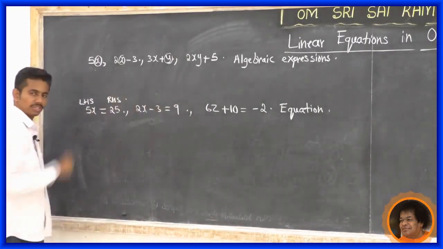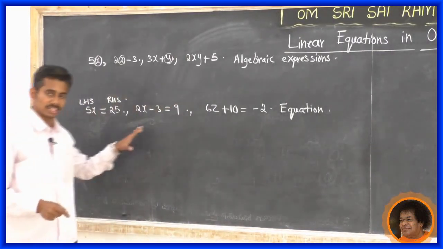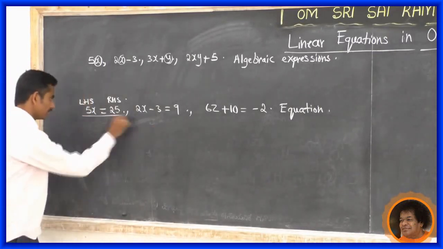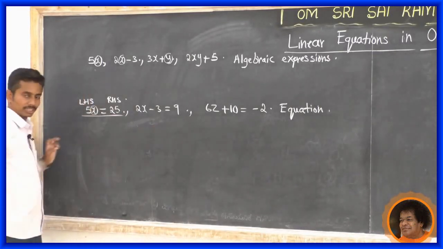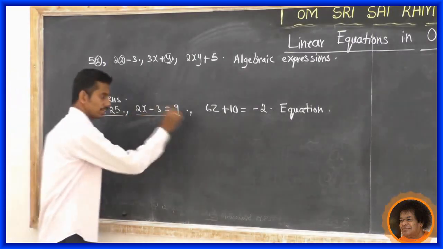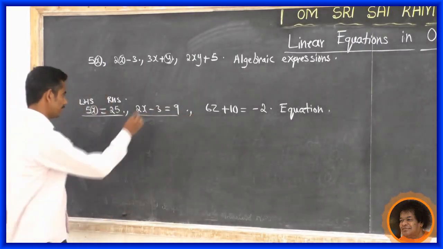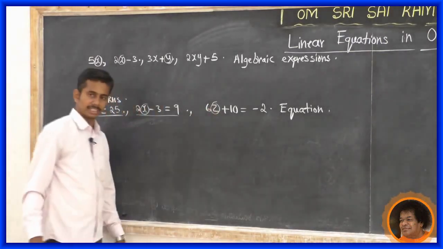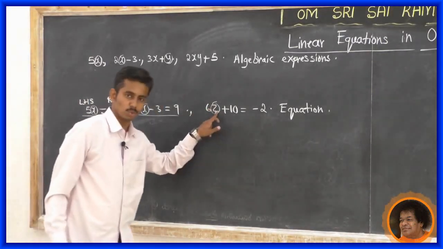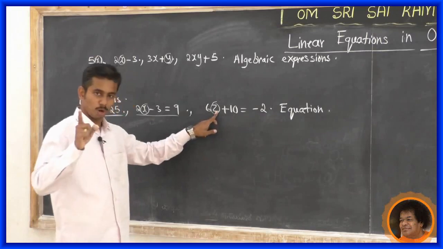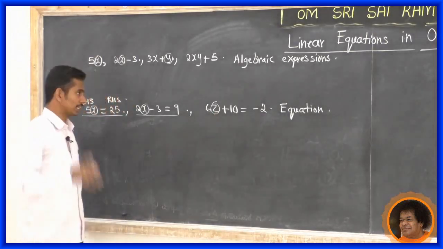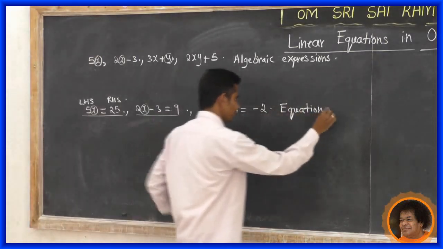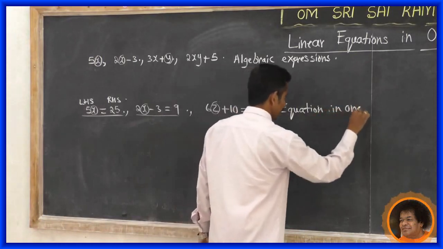Now look at the equations. How many variables are in this? First equation, only one variable, that is x. What about this one? This one is also an equation. How many variables are present? Only one. Look at the third example. It is also an equation. How many variables? Only one variable. So this is called an equation in one variable.